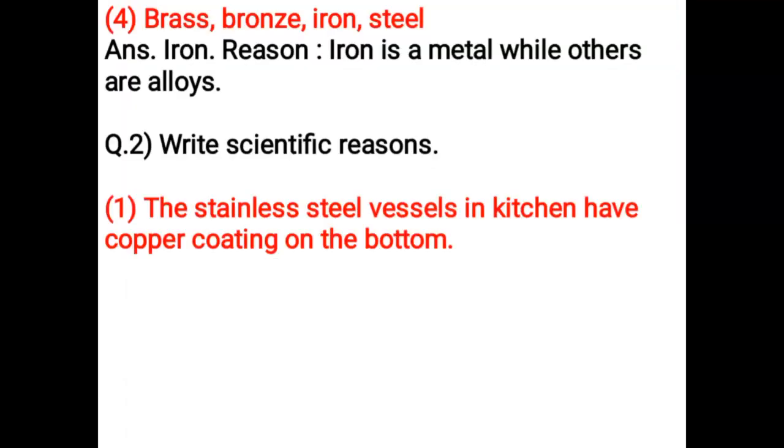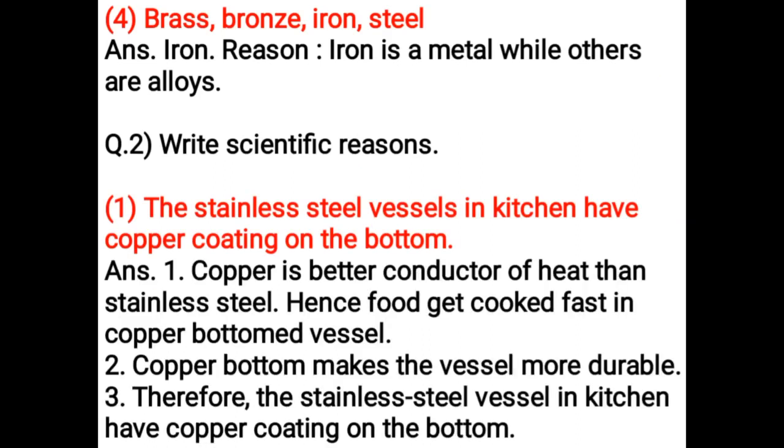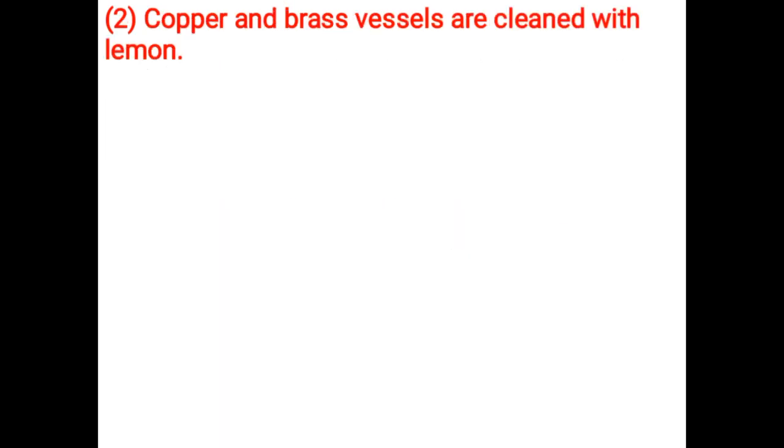Write scientific reasons. The stainless steel vessels in the kitchen have a copper coating on the bottom. Copper is a better conductor of heat than stainless steel. Hence, food gets cooked fast in a copper bottom vessel. The copper bottom makes the vessel more durable. Therefore, stainless steel vessels in the kitchen have a copper coating on the bottom.